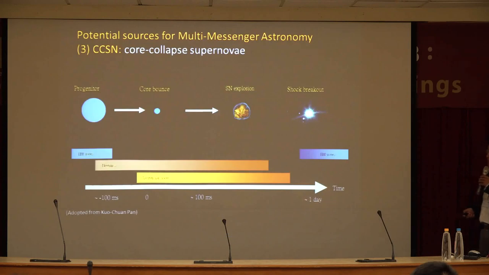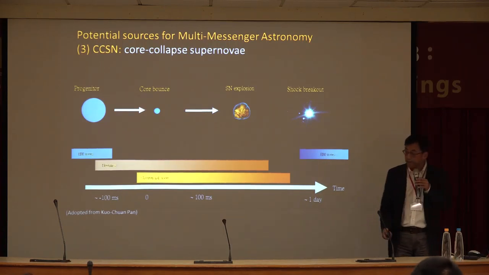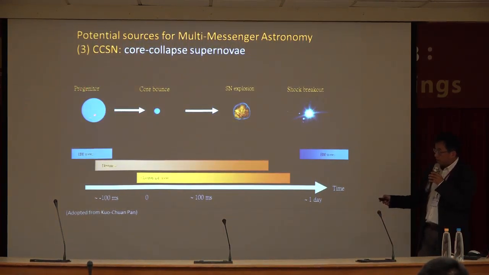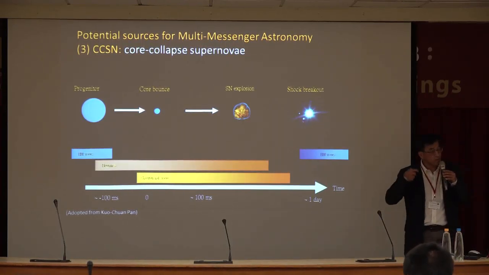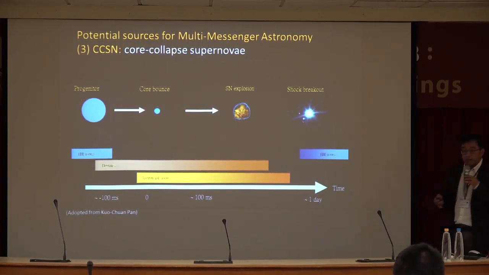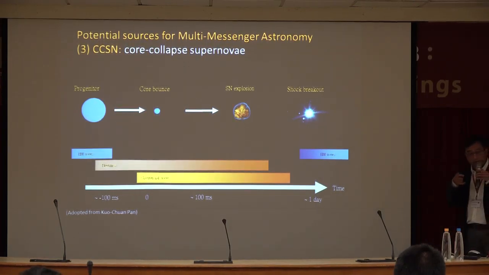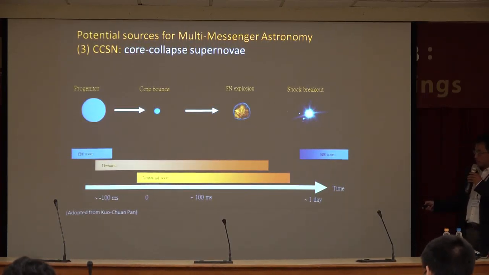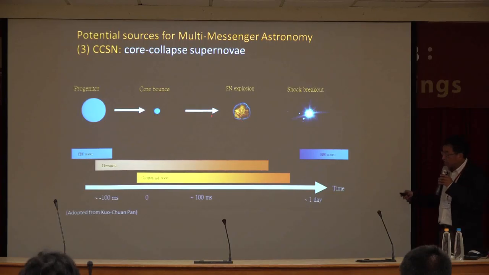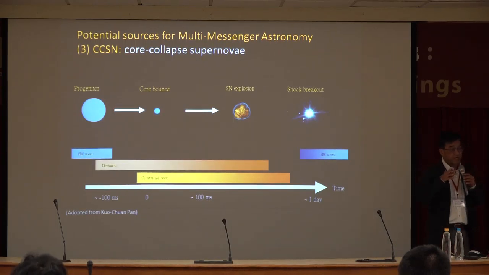Okay, that's also possible. And another very important source is supernova itself, core collapse supernova. The progenitor may be a red supergiant or blue supergiant. Then we can see it in electromagnetic waves. And then when the core bounces, we have a lot of neutrinos produced when the star evolved to the final stage, and then we have gravitational waves. For all these things, so far we don't have a detection of gravitational waves from a core collapse supernova. It depends on the sensitivity and so on.